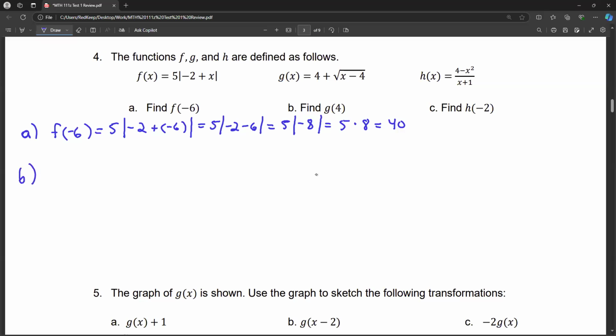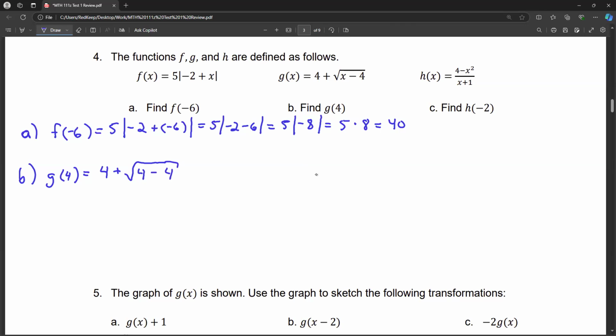Okay, so let's move on to part B. And they're asking us to find what g of 4 is. So now we're moving on to the g function, and we're going to plug in 4 wherever there's an x inside the g function. So g of x starts out with 4 plus the square root of x minus 4. But here I'm plugging in 4 in the x position in this function.